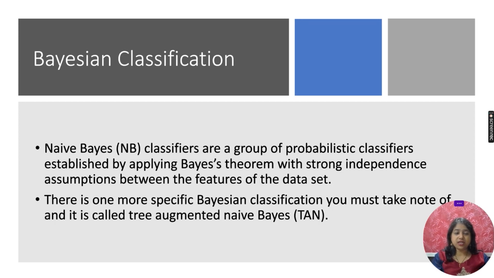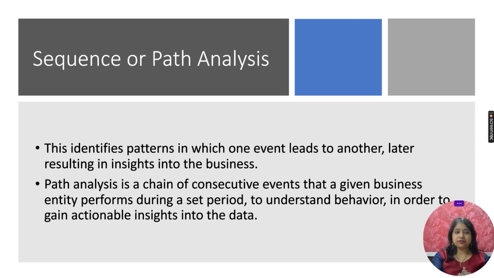Bayesian classification. Naive Bayes classifiers are a group of probabilistic classifiers established by applying Bayes' theorem with strong independence assumptions between the features of the dataset. There is one more specific Bayesian classification you must take note of, and it is called the tree-augmented Naive Bayes sequence or path analysis. This identifies patterns in which one event leads to another, later resulting in insights into the business.